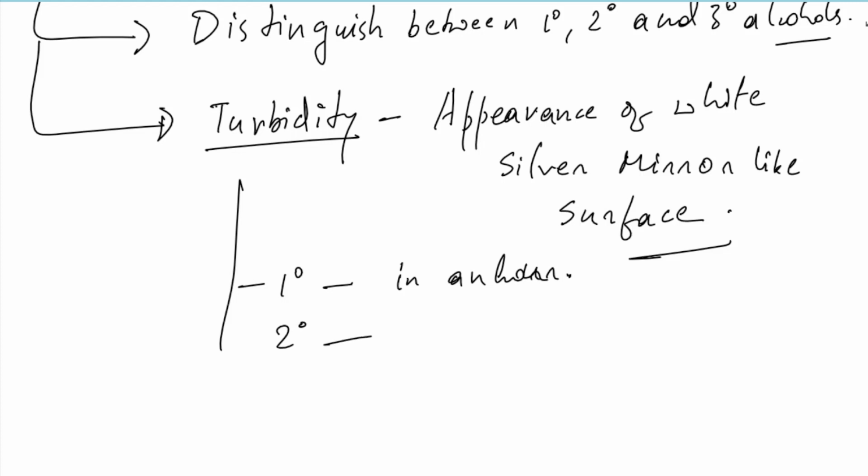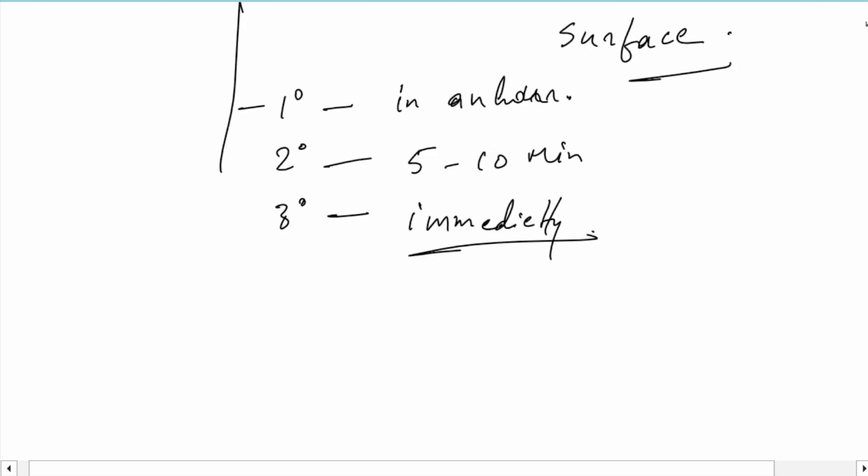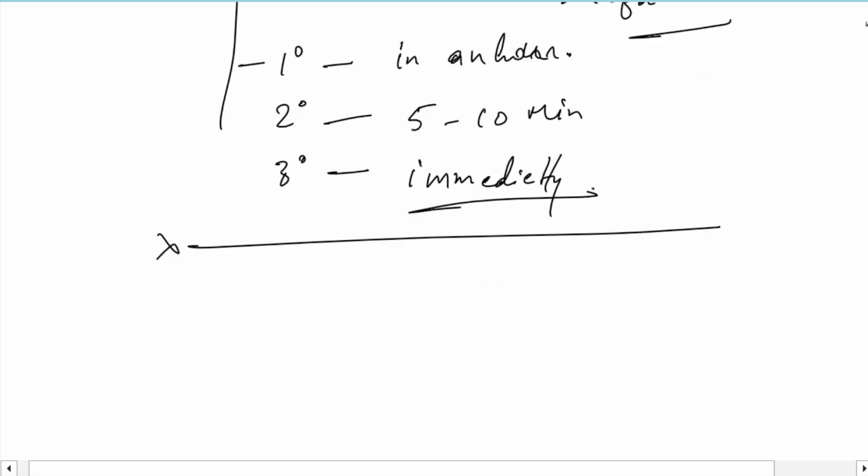In case of secondary alcohol, this happens in 5 to 10 minutes. And in case of tertiary alcohol, it happens immediately or in a minute. So that's why it is a distinguishing test for all three: primary, secondary, and tertiary alcohol.